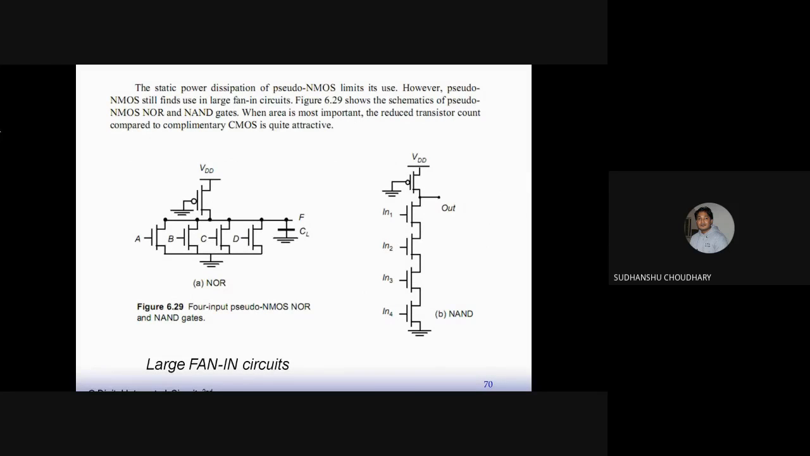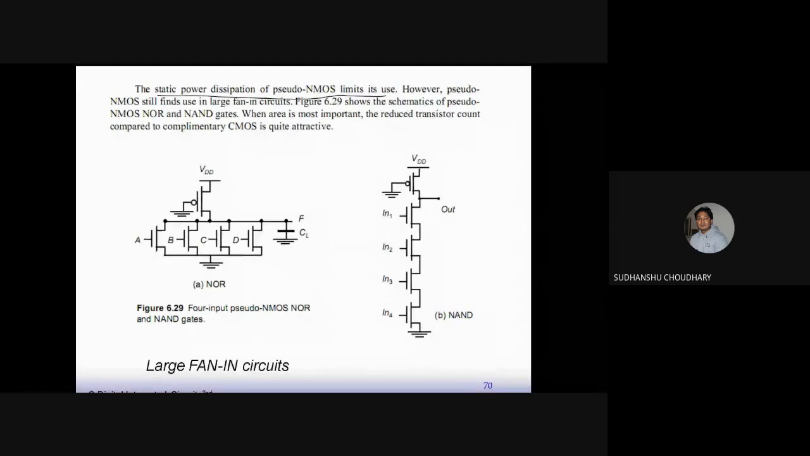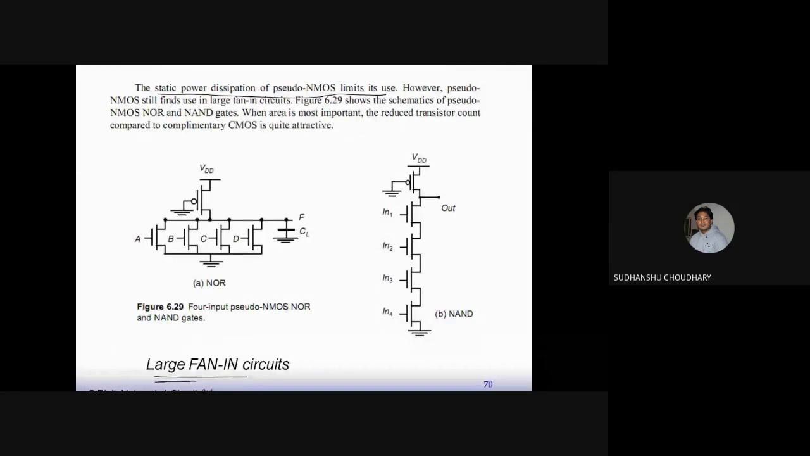So we saw that there is a static power dissipation in pseudo NMOS circuits, which can limit its use, but then it can find its use in circuits which have large fan in. Sometime back we had seen the disadvantage of large fan in, that is, propagation delay was increasing. So we set a limit that a fan in of more than 4 should not be used, because beyond that the propagation delay was increasing quadratically.